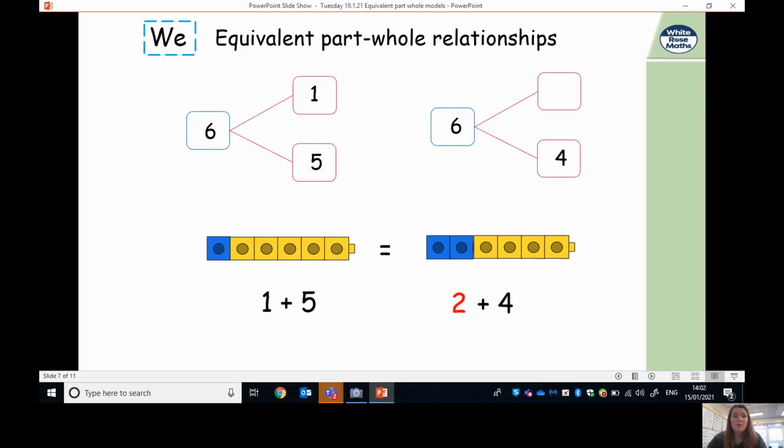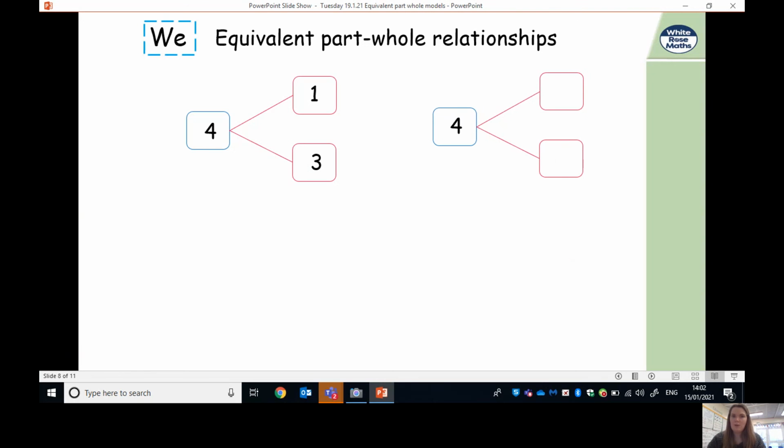So we know that 1 plus 5 is the same as 2 plus 4 because they both make 6, okay? And that's why we've put the little equal sign between them, because 1 plus 5 is the same as 2 plus 4. Brilliant. All right, let's try this one.